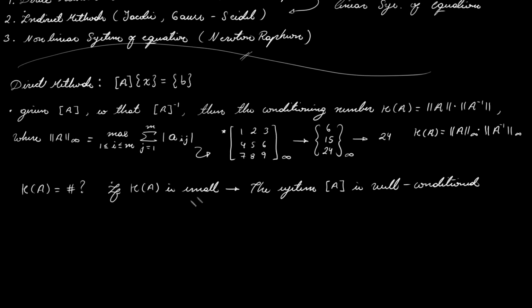So it's well conditioned. If K of A, the conditioning number, is big, if it's not small but on the contrary is big, we can say that the system is ill conditioned. That's very important, that you understand the difference between those two.